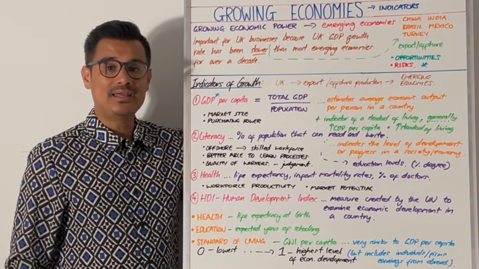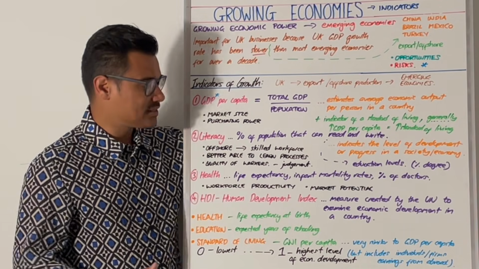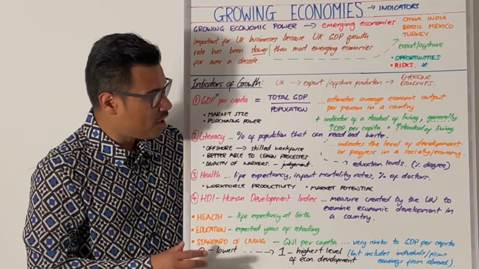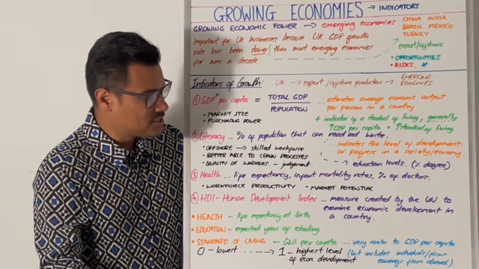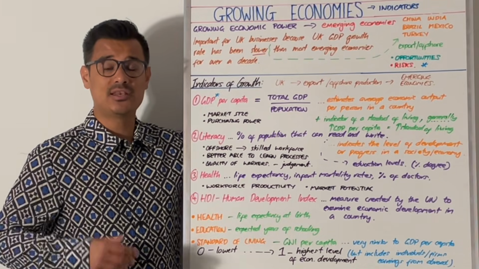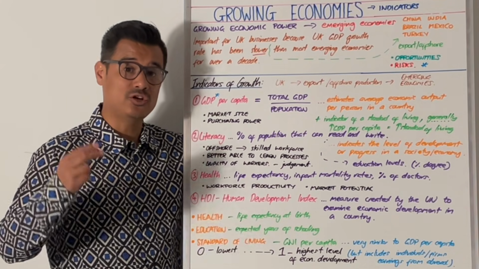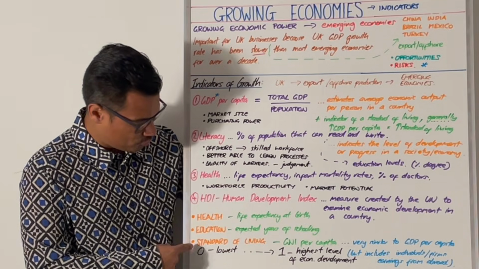Now, the final one is HDI, the Human Development Index. And this is an index that was developed by the United Nations Development Programme, and it's there to examine economic development within a country. And essentially there's three factors to it, and you get a score at the end. I'll go with the score at the end.